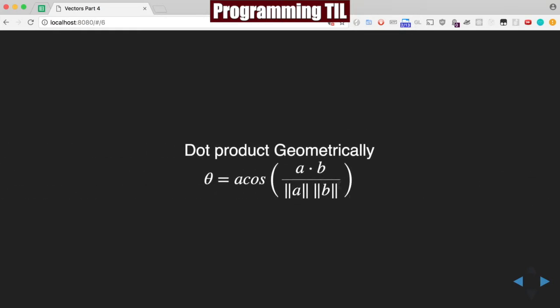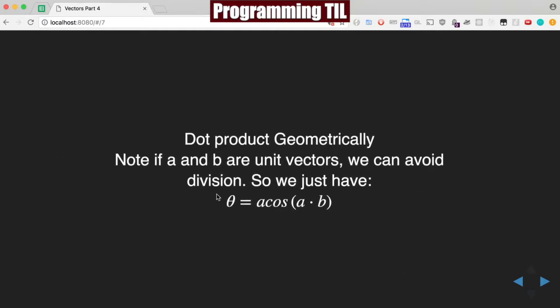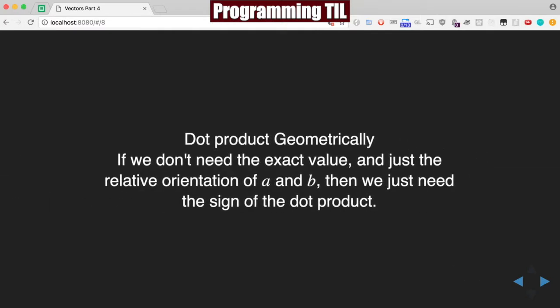Thinking about these two, if we took the unit vector of each, those magnitudes will be 1, so we don't have to do any division. So we can make sure we're using unit vectors here to solve for that. And if we don't need the exact value of theta, we just want the relative orientation, we can just use the sign of the dot product.